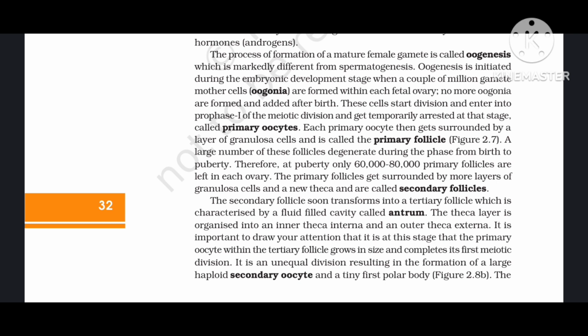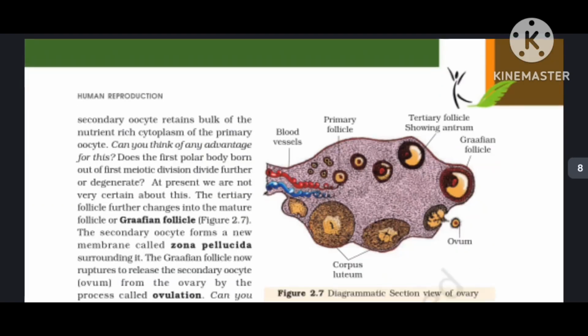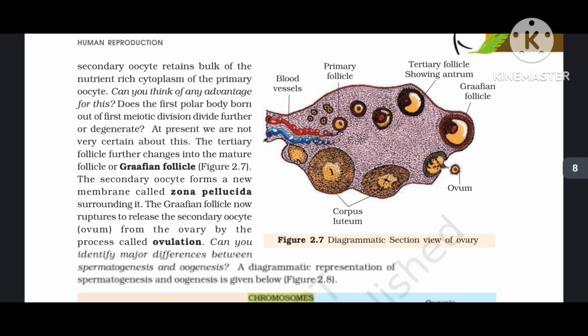It is important to draw your attention that it is at this stage that the primary oocyte within the tertiary follicle grows in size and completes its first meiotic division. It has unequal division, resulting in the formation of a large haploid secondary oocyte and a teeny first polar body. The secondary oocyte retains the bulk of the nutrient-rich cytoplasm of the primary oocyte.